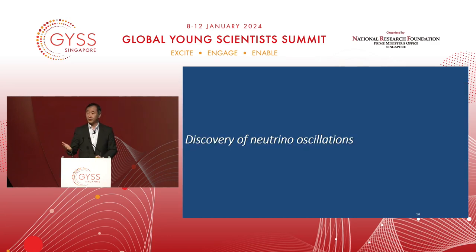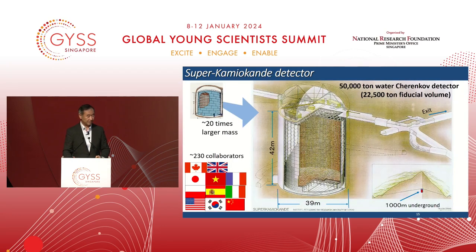Now I want to move on to the discovery of neutrino oscillations in Super Kamiokande. Well, Super Kamiokande is a much larger version of the original Kamiokande detector. It is essentially 40 meters in diameter and 40 meters in height. And it contains 50,000 tons of very clean water. So this way, we can observe many neutrino interactions.